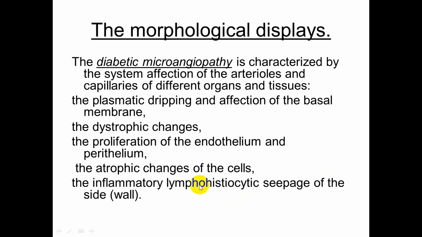Diabetic microangiopathy is characterized by the systemic affection of the arterioles and capillaries of different organs and tissues, the plasmatic impregnation and affection of the basal membrane, the dystrophic change, the proliferation of the endothelium and pericytes, the atrophic change of the cells, and the inflammatory lymphohistiocytic infiltration of the vessel wall.